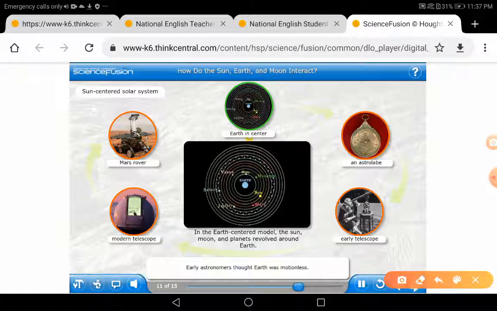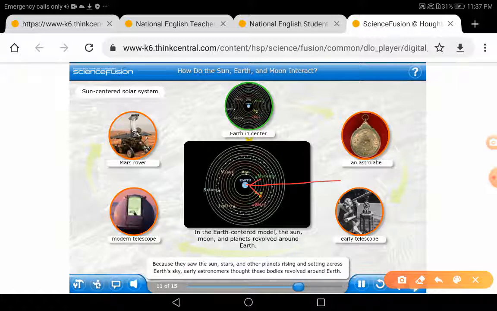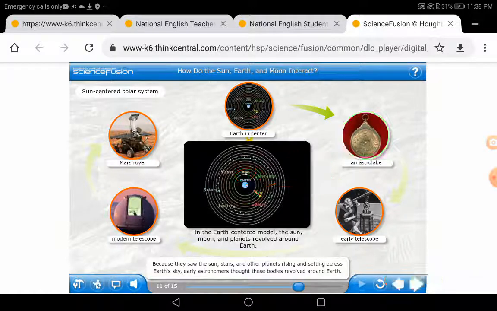Early astronomers thought Earth was motionless because they saw the sun, stars, and other planets rising and setting across Earth's sky. Early astronomers thought these bodies revolved around Earth. So they said that the Earth is in the center of the solar system. The sun, the moon, Venus, other planets, they revolve around the Earth and it is motionless. It means that it doesn't move. Okay, how did they prove the opposite?